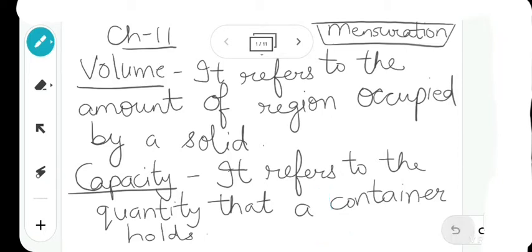Suppose we are having a mug, and it can contain 500 ml of milk. So, its capacity will be 500 ml. So, capacity and volume are similar terms, only when we are talking about how much something can hold, then we say capacity. Otherwise, if we are having some shape like a cube or cuboid, then we simply say its volume. Okay, so you can write these two definitions in your notebook.